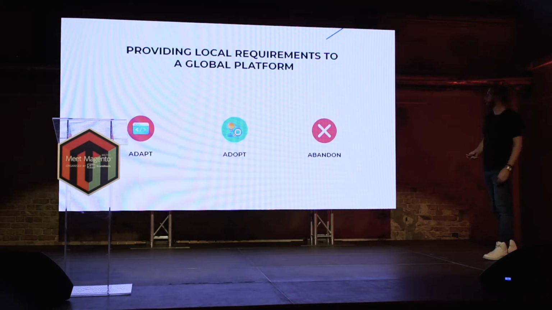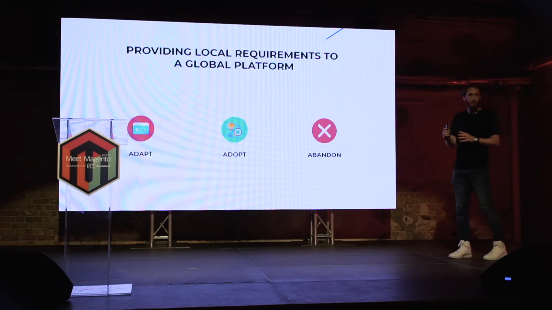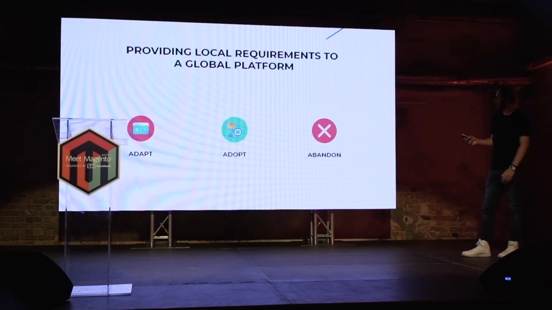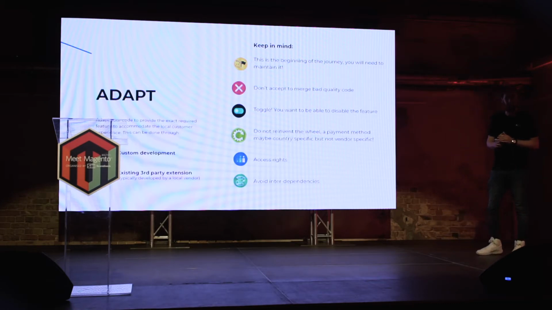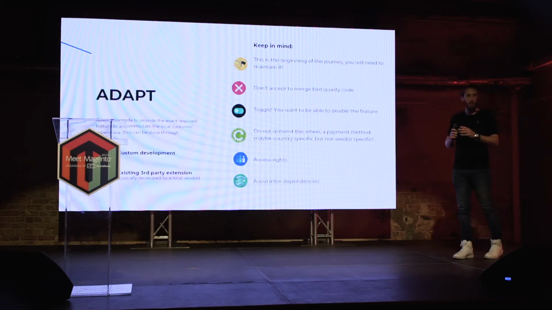So now, how do you provide local requirements in a global platform and in a single code base? Basically, what we did is we have this methodology, which is adapt, adopt, or abandon. So let's say a country needs to have a local requirement implemented in our global platform. The first possibility is to adapt. What it means? You will adapt your global code base to provide the exact required requirement. How do you do that?